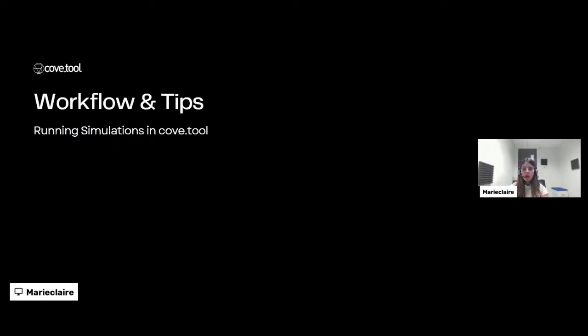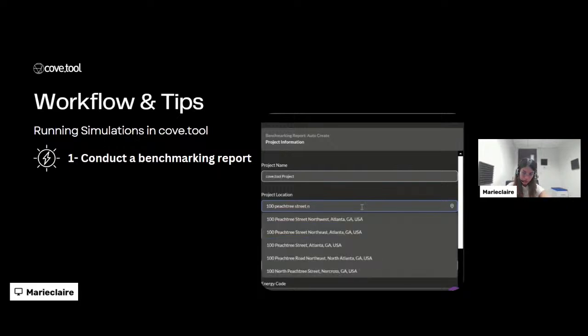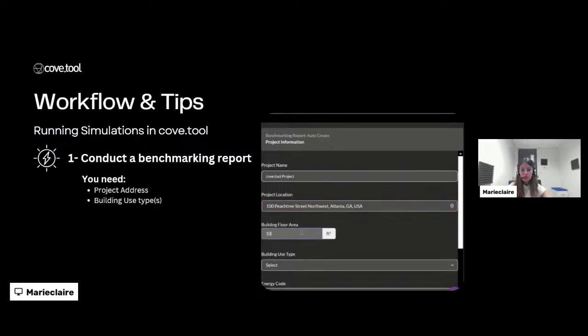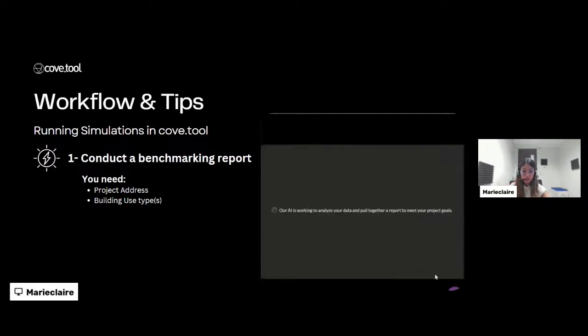Now, how can we run all these simulations after understanding the definitions and important strategies? So the first one that I define for you is conducting a benchmarking report. This will be important. You only need the project address and building use type, so it's very easy to run.